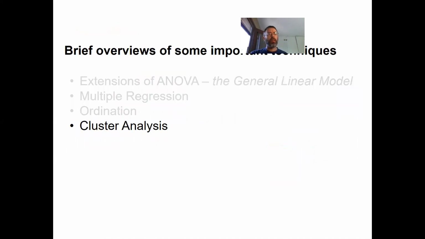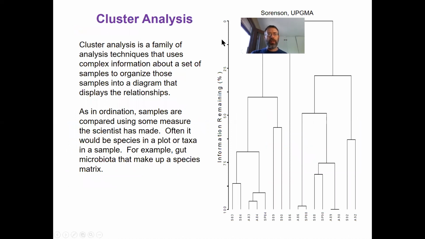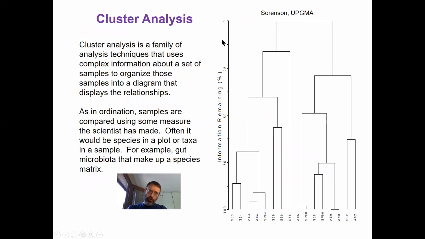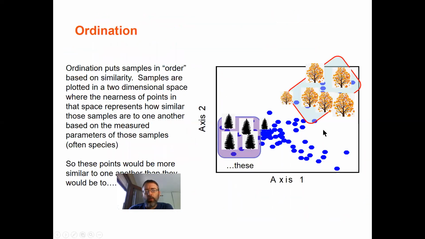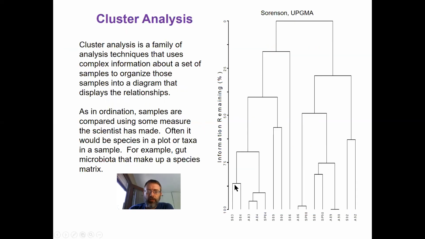Okay, good. And the last thing I want to talk about in this lecture is cluster analysis. So cluster analysis is a family of techniques that uses complex information about a set of samples to organize those samples into a diagram that displays the relationship. This is exactly the same as ordination. Ordination is, let me go back up, arraying them flat like this on points. Cluster analysis is arraying those same samples down here like this.